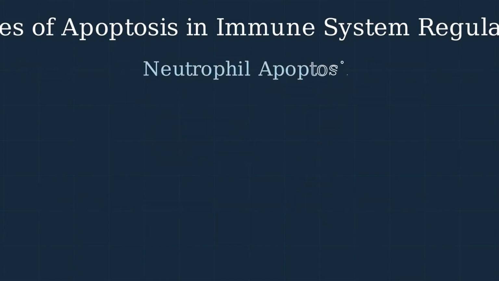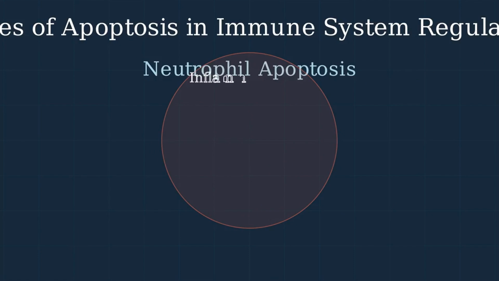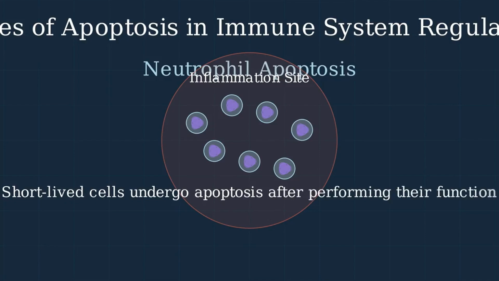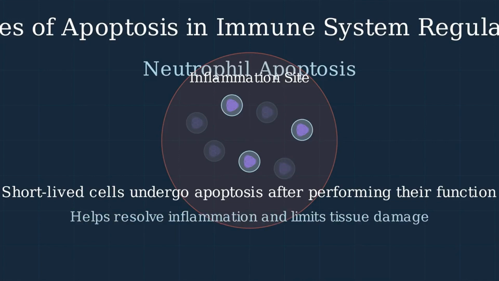Neutrophils are the most abundant white blood cells and are often the first responders to sites of infection or inflammation. These short-lived cells undergo apoptosis after they've performed their function, which is crucial for resolving inflammation. The timely removal of neutrophils through apoptosis helps limit tissue damage and is essential for the proper resolution of the inflammatory response.